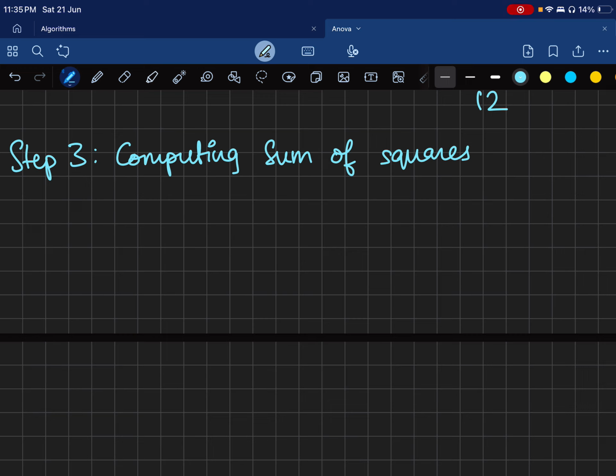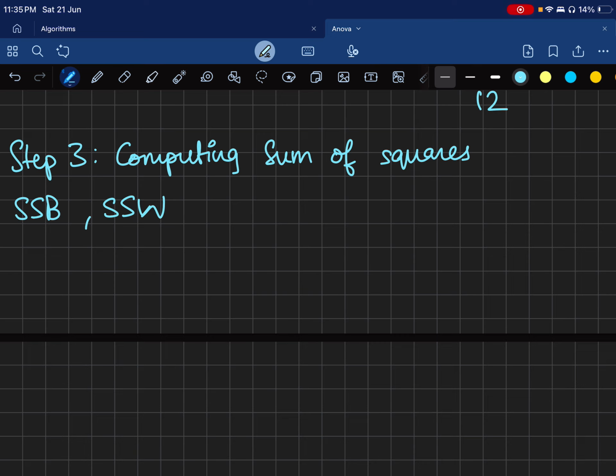Okay, computing the sum of squares. So what does computing sum of squares mean? Sum of squares basically means you have to calculate two values, SSB and SSW. So now what is SSB and SSW?